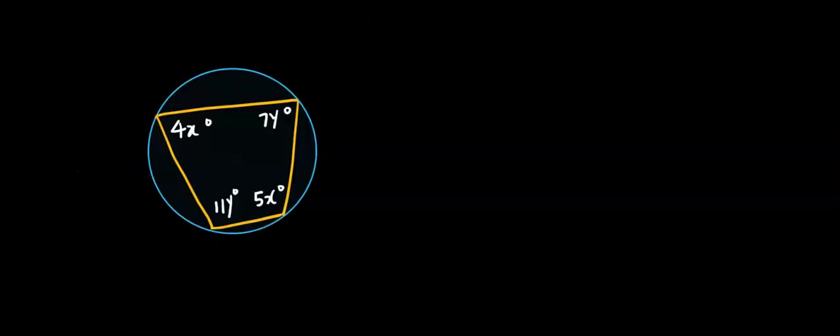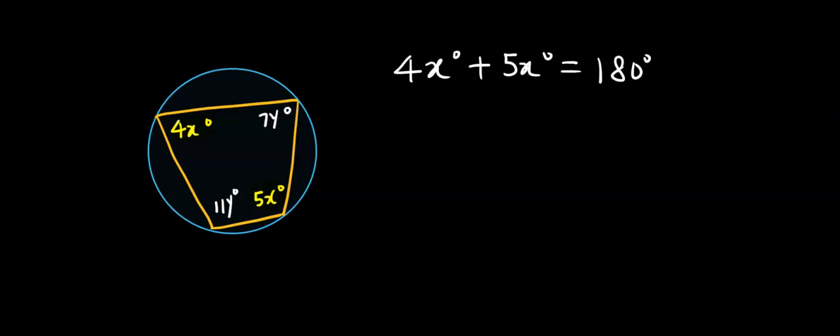Let us continue. This time we're going to find the values of x and y. Looking at this inscribed quadrilateral, we know that the opposite angles are supplementary. Therefore, 4x plus 5x is supplementary, it gives us 180. 9x is 180. X is 20 degrees.